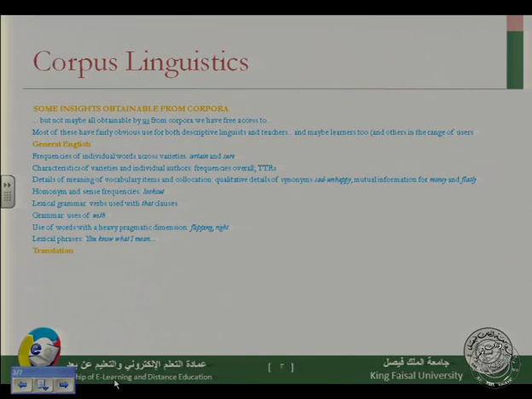Translation, very important. We use corpus for translation. Sometimes you get puzzled and dazzled looking for a correct translation of a specific word. So you go to check your corpus or a corpus that you have to get the right translation. Frequency of translation equivalences, this is what I mean. So if you have two corpora, one in L1 and one in L2, you want to check the equivalences.